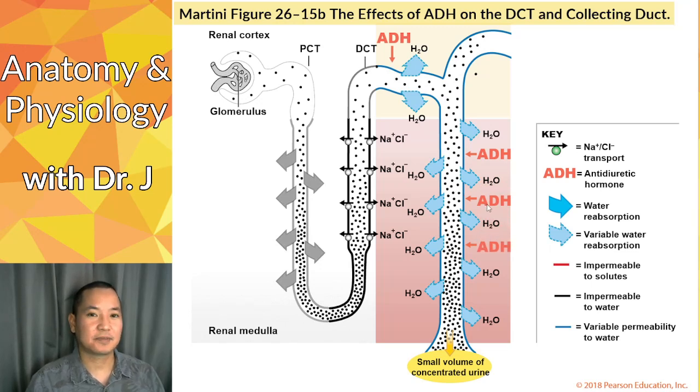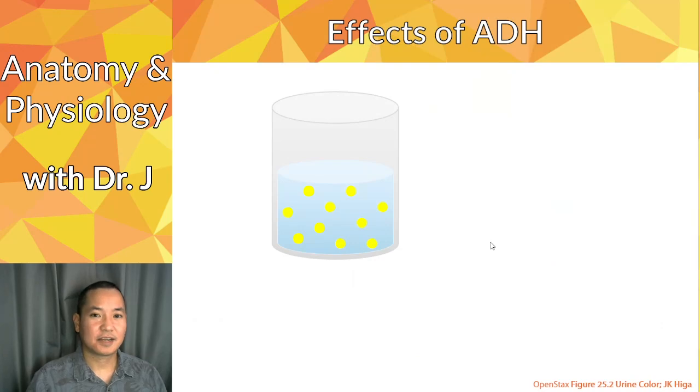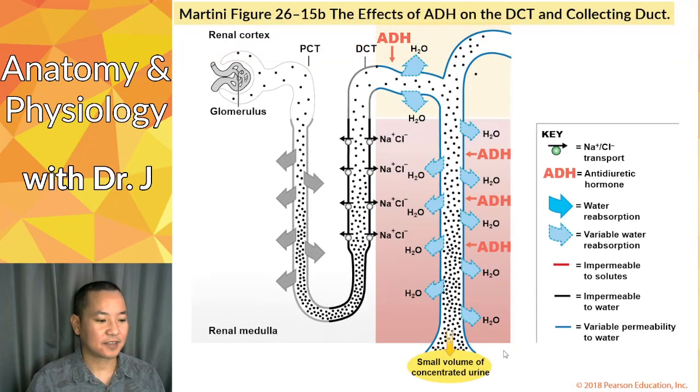So it kind of speeds up the flow of water from the tubule to the renal medulla. All right, so with ADH, this is why you produce a small volume of concentrated urine. And why is that? Well, you drew out a lot of water and put it back into your bloodstream. So more water in your bloodstream means less water in your urine.